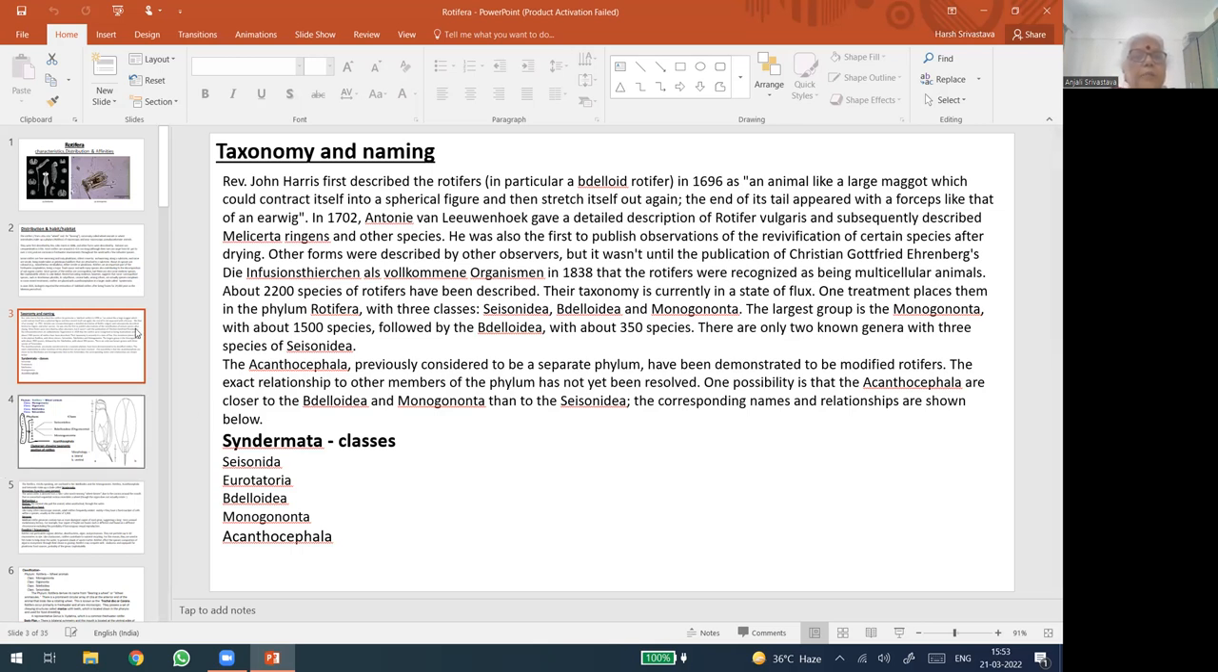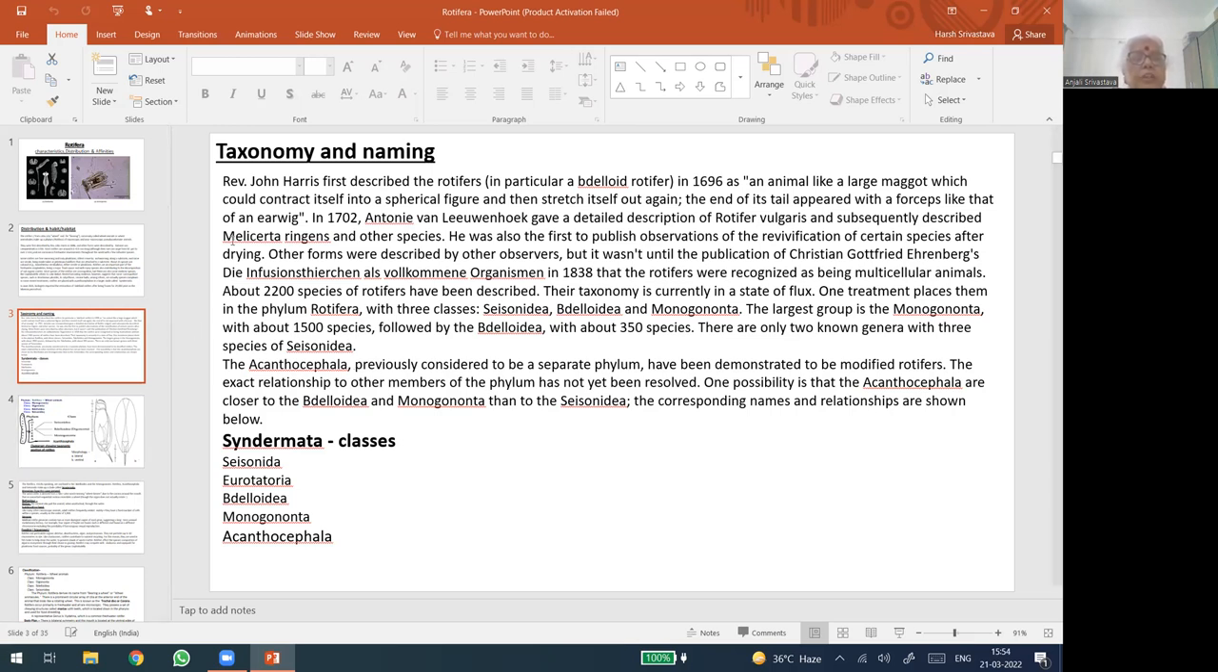Now, another important aspect is the taxonomy and naming. As we have seen, the taxonomical position is also very peculiar. Their taxonomy can be said to be in flux. Bahut decided taxonomy abhi tak nahi hai, abhi bhi is par bahut sare kaam ho rahe hain. Some of the scientists are of the opinion ki kuch aur species rotifer group mein include kiye jayen, such as the Acanthocephala.